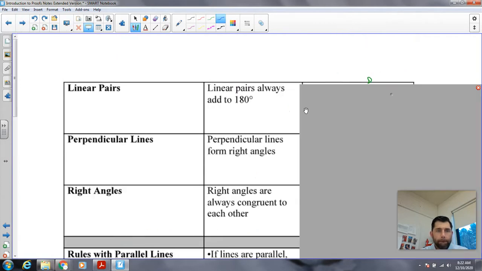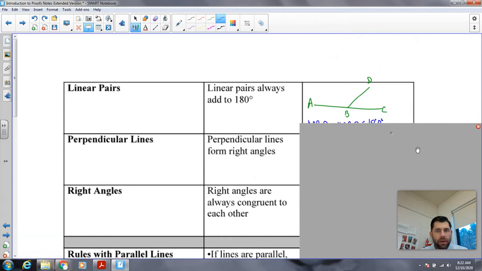Next page, a little more familiar, hopefully, some of these. Linear pairs always add to 180. You may have drawn a different picture. I guess I should have mentioned that. If you have different pictures, you don't have to erase and redo yours, but these are just here as a guide if you didn't know what to draw. Two angles next to each other that are off of a straight line like that always equal 180 degrees.